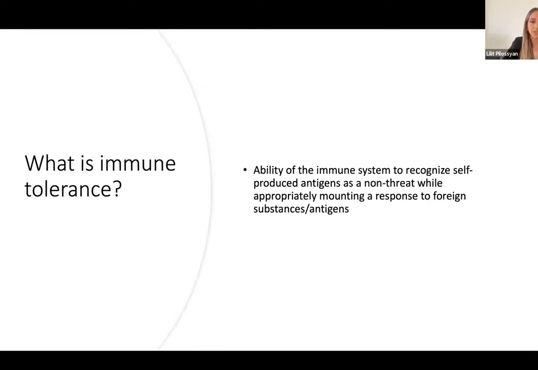And the next question to ask is, what is immune tolerance? So immune tolerance is the ability of the immune system to recognize self-produced antigens as non-threat while appropriately mounting a response to foreign substances and antigens. And during this talk, I will talk a lot about loss of immune tolerance, and it's this loss of recognizing self and not reacting to self that is what immune tolerance is. And when we lose that, there's a loss of immune tolerance, which leads to autoimmunity. And we will talk more about it, but I just wanted to share these definitions.